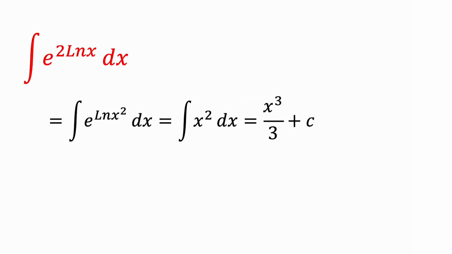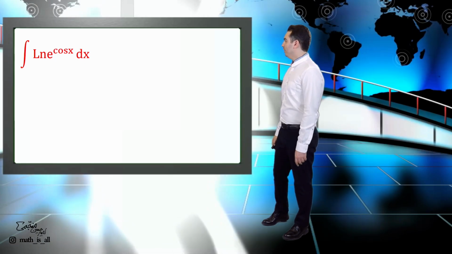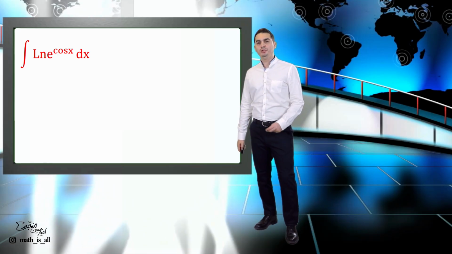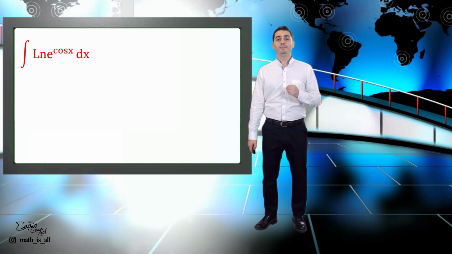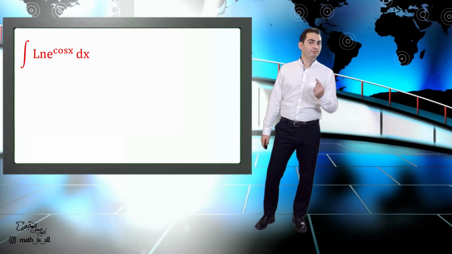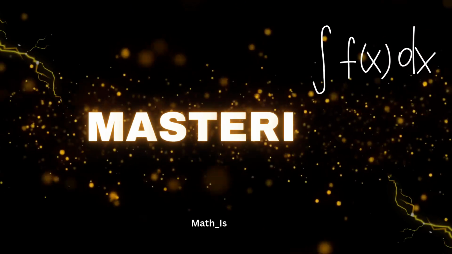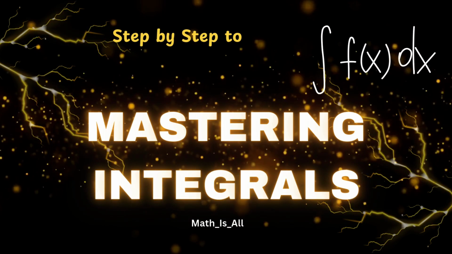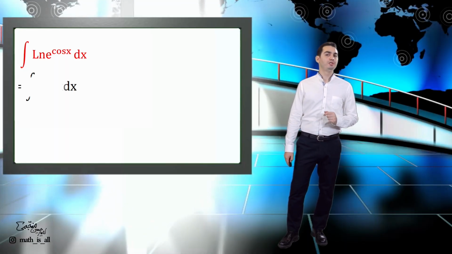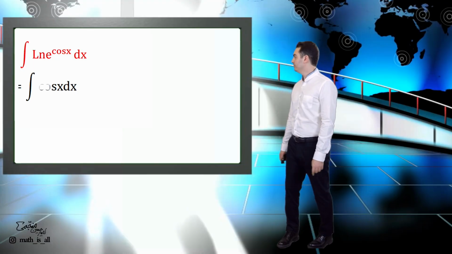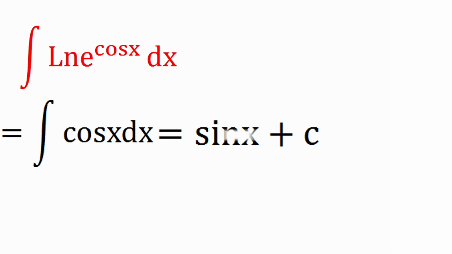Let's proceed to the next example now. Perhaps it would be a good idea for you all to try solving this one. It's the integral of ln of e raised to the power of cosine x. Let me offer a small hint. As I've previously stated, ln and e are inverse functions. So you saw that natural log and e cancel each other out. So what is left? Simply the integral of cosine x dx. This is now very straightforward for you. The answer is sine x plus c.